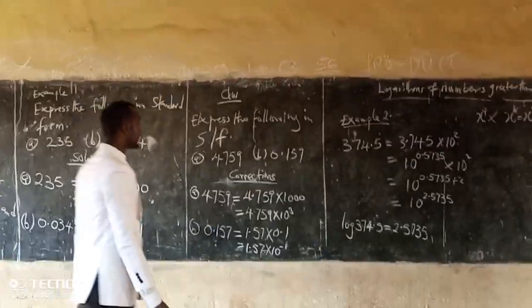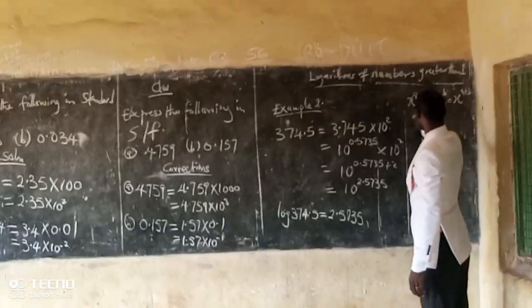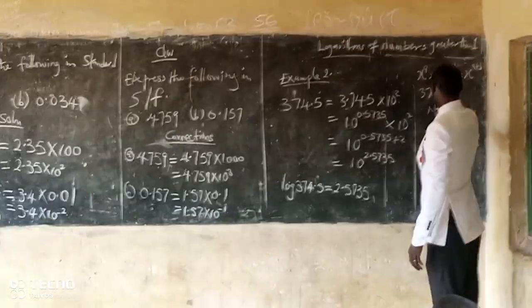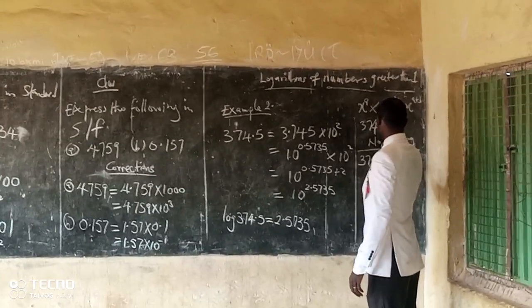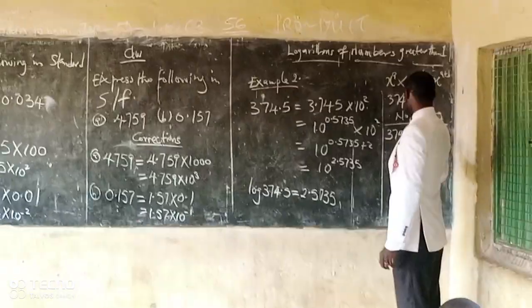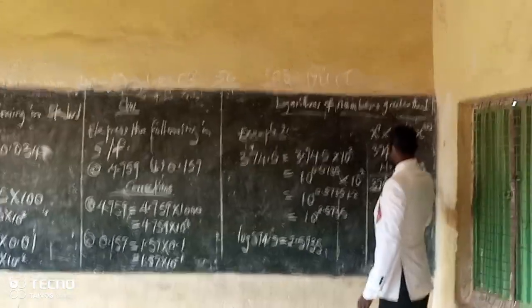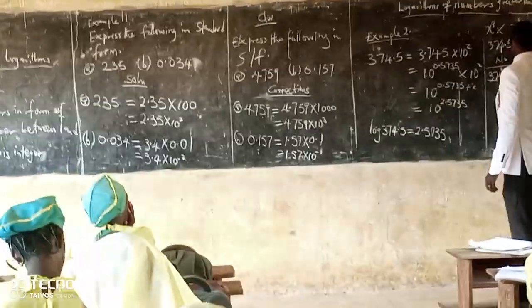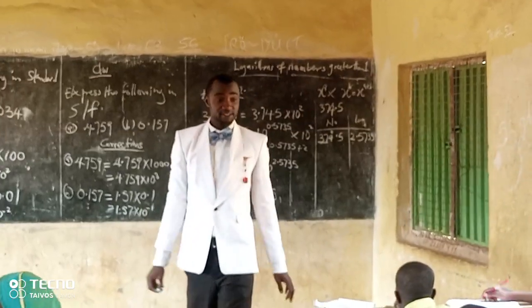The other way we can address this is better for you, so that you get the two methods. The other way to address this is that for 3.745 you can use number log. That's the way you were taught in SS1. For 374.5, the characteristic is 3 minus 1, which is 2. Then 37 under 4, difference of 5, will definitely give you 5, 7, 3, 5. That is the other way of solving logarithm of numbers.